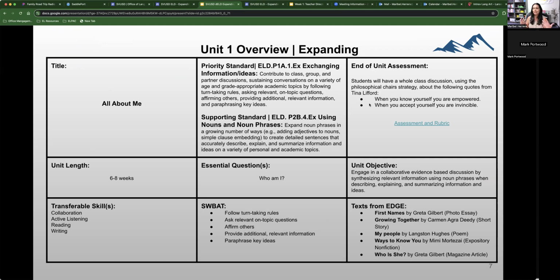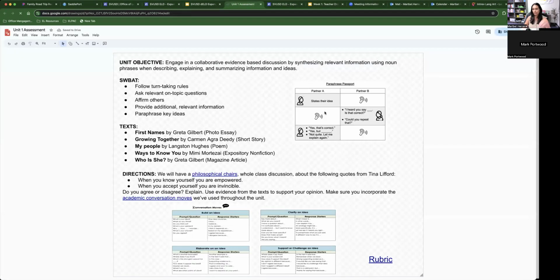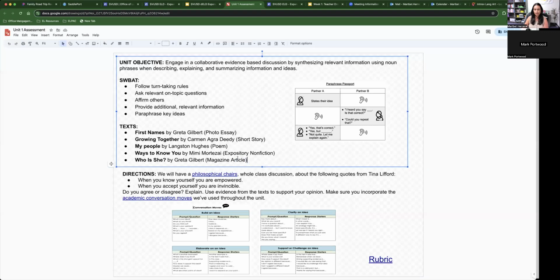So this is the end of the unit assessment, and the assessment and rubric live here. Everything you need for this assessment is here for you. And the goal was for colleagues to talk about how we see this going. We know these are the texts, so it highlights the text that you're going to read in this unit.